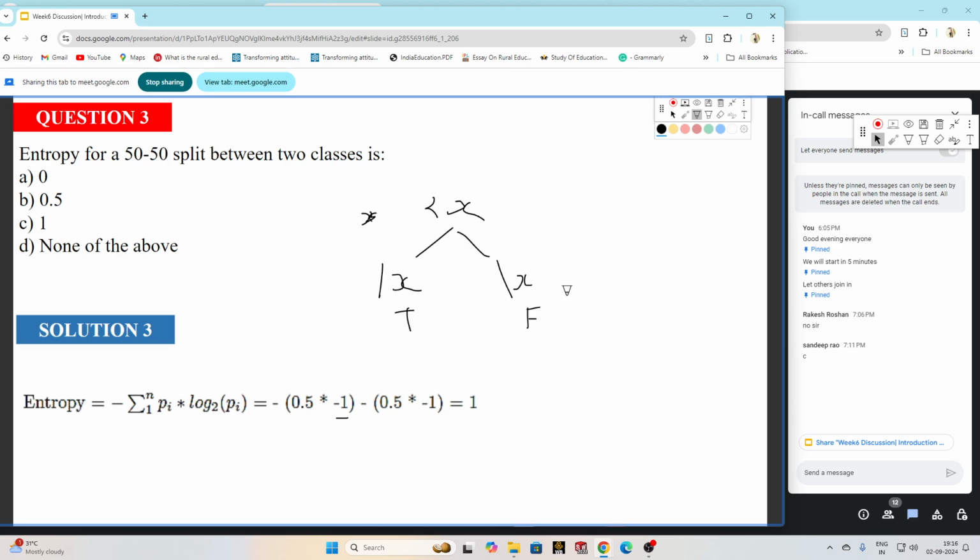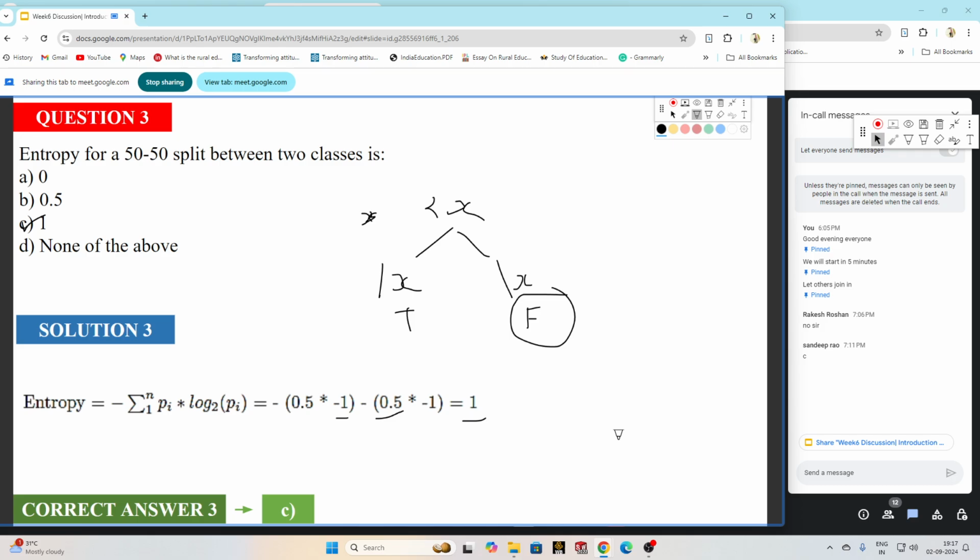Now the false example. Again we have 1x proportion out of 2x, that means 1 by 2, that is 0.5. Again log base 2 of 1 by 2 is minus 1. So when you solve it, it will be minus of minus 0.5 and minus of minus 0.5, that means 0.5 and 0.5. So 0.5 plus 0.5 is 1. So option C is your correct answer.